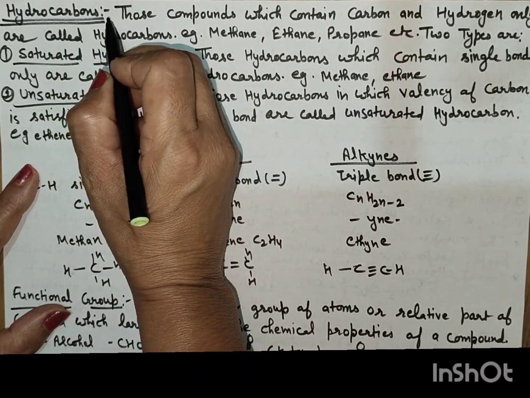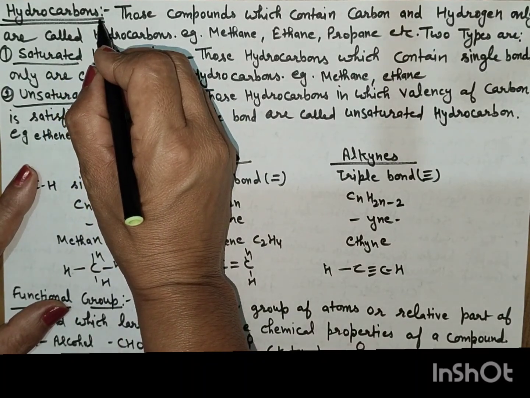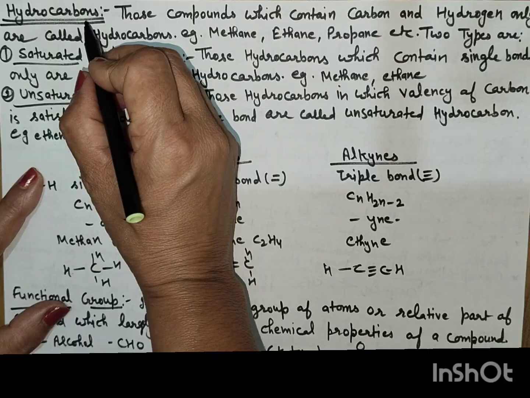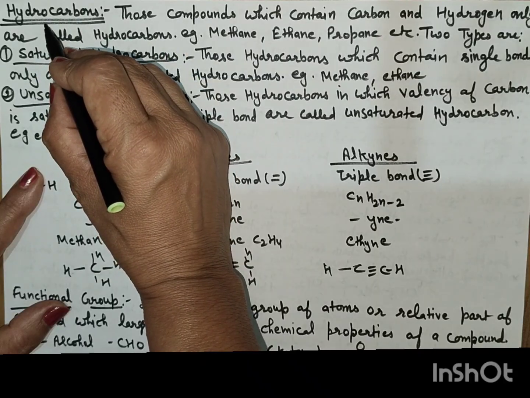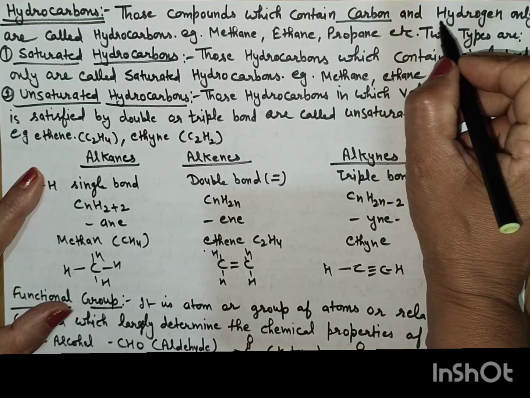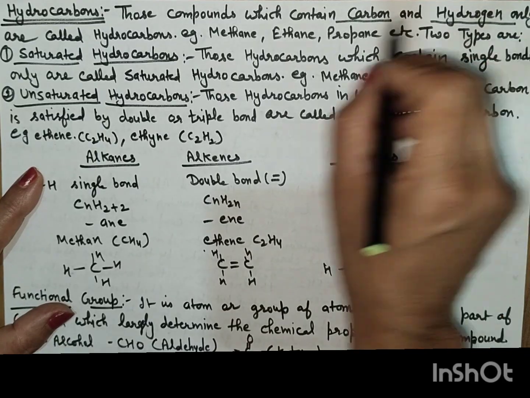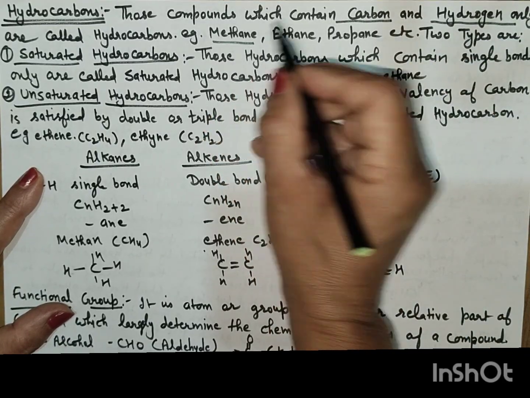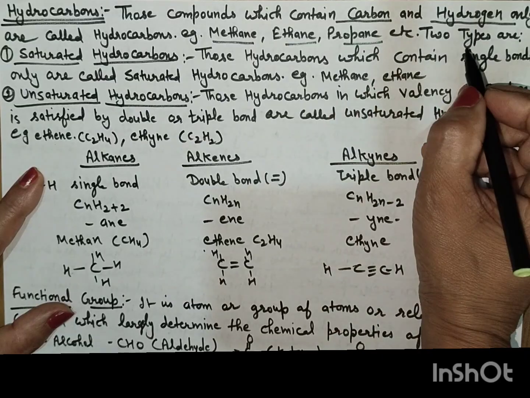Students, today we will discuss hydrocarbons. If we divide the word hydrocarbon, it divides into hydro and carbon. It means it consists of carbon and hydrogen only. Examples are methane, ethane, propane, etc.